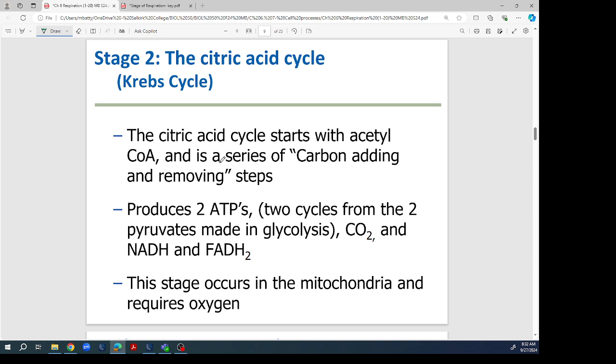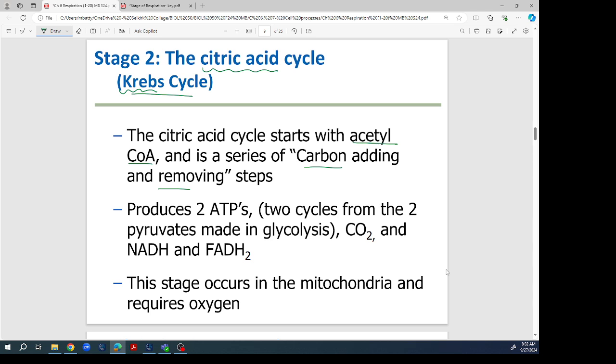And so the second stage as we carry on here is the citric acid cycle or the Krebs cycle. Like I said before, I like Krebs cycle because it's a shorter word, but citric acid is a molecule that's in the cycle, which is also where it gets its name. So the citric acid cycle starts with acetyl-CoA, which shouldn't be too jarring now since we've had that kind of conversion at the end of glycolysis. And generally, it's a series of carbon adding and removing steps.